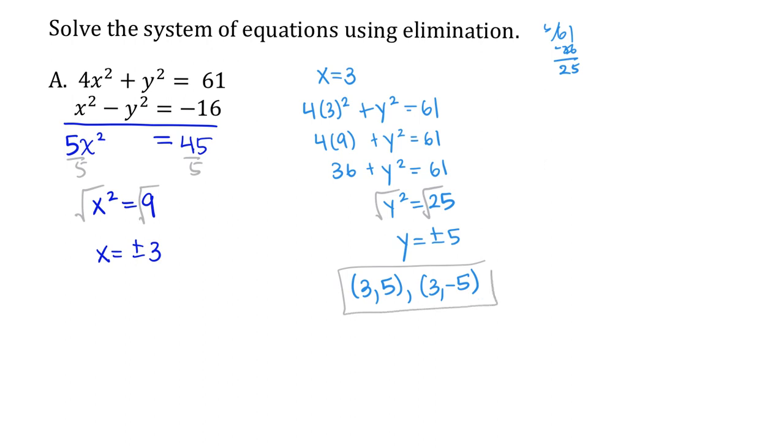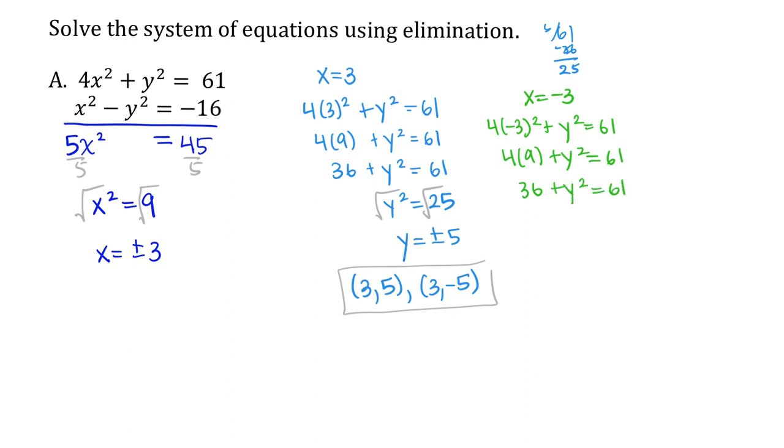Now the problem is I didn't even plug in -3 yet. So I'm going to go and plug in -3. Doesn't matter which equation I plug it into. I'm going to plug it in the first one. So it's 4x squared plus y squared equals 61. Order of operations, 4 times 9. Oh, this is starting to look familiar, doesn't it?